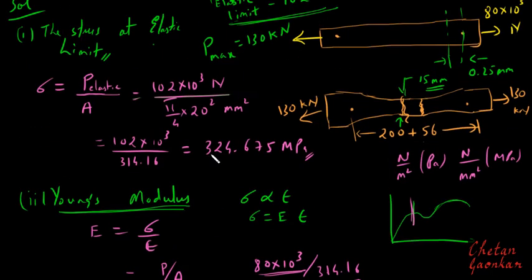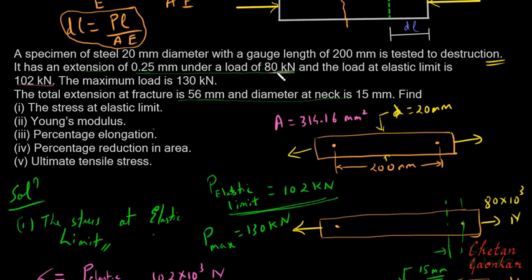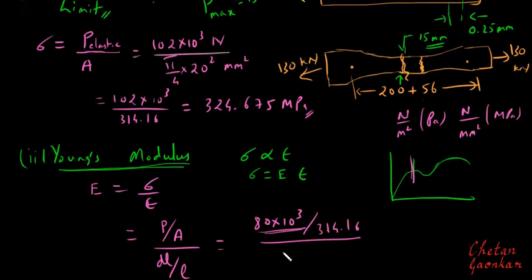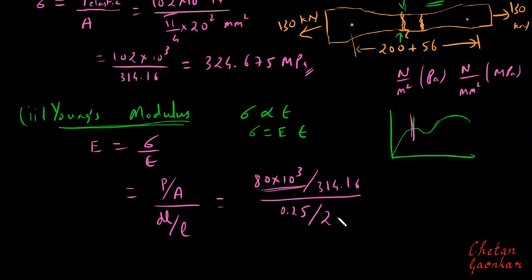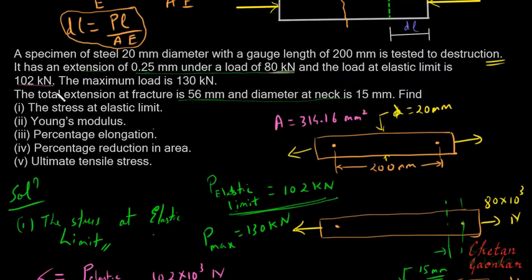Change in length is how much? For this load it is 0.25. So this will be 0.25 divided by how much is the original length? It is 200. So basically whatever quantities we have taken here, all are within the elastic limit, because the elastic limit is at 102 kilonewton.